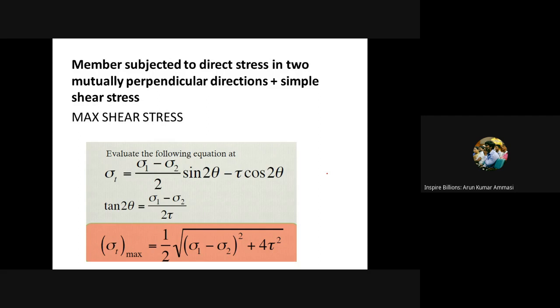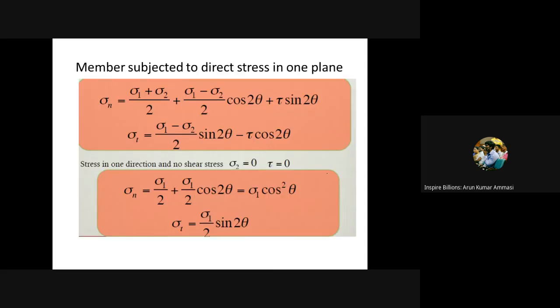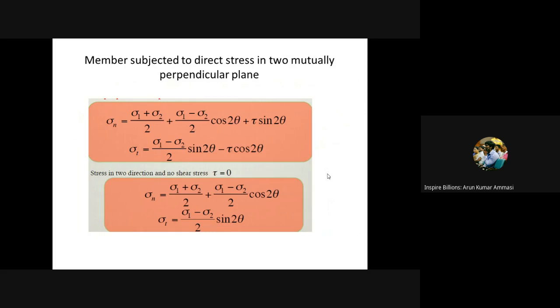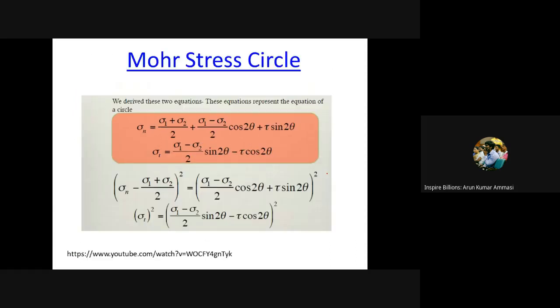So far we have seen the principal stresses and principal strain, and different conditions in which the oblique plane is also acting, right? To reiterate, the same points are given again here. Member subjected to direct stress in one plane, member subjected to direct stresses in two mutually perpendicular planes, subjected only to simple shear stress, and subjected to direct stresses in two mutually perpendicular directions along with the shear stress. The same equation is repeated, and it is simplified. So that is simplified completely, normal stress and tangential stress for all the four conditions.